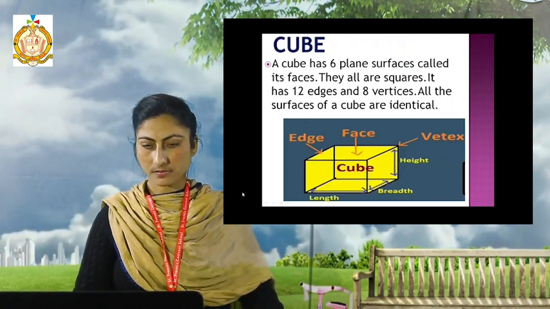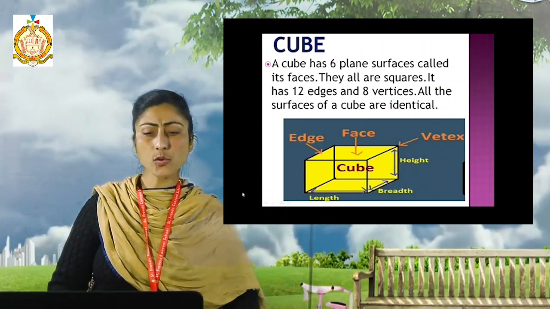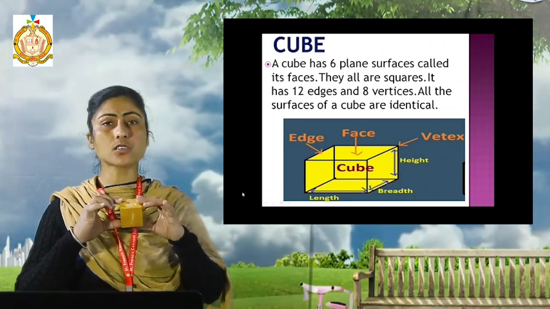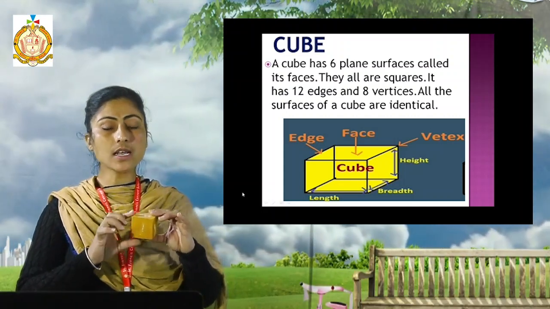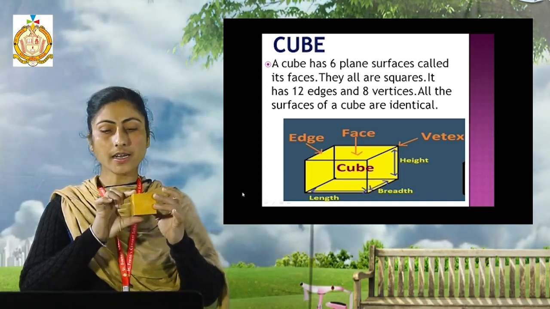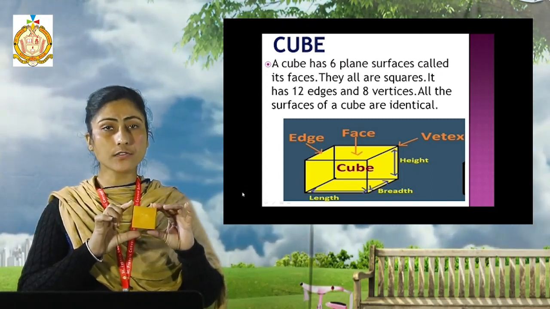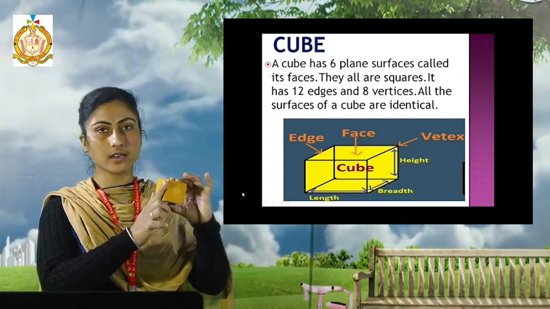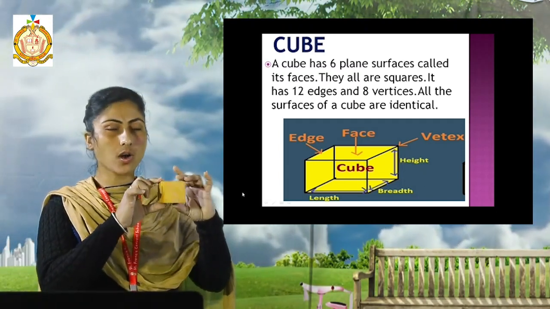Next is cube. A cube has also 6 plane surfaces called its faces. They all are squares. It has also 12 edges and 8 vertices, and all the surfaces of cube are identical because all are squares, so all are identical.